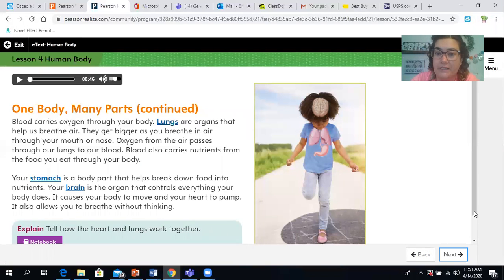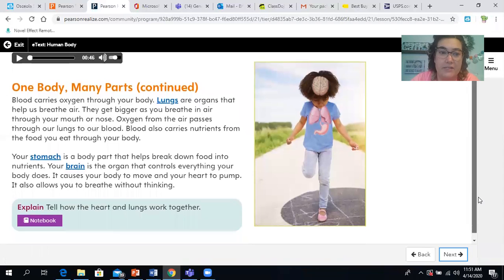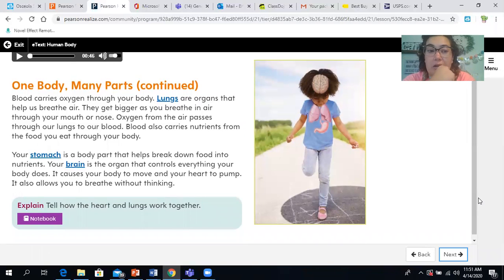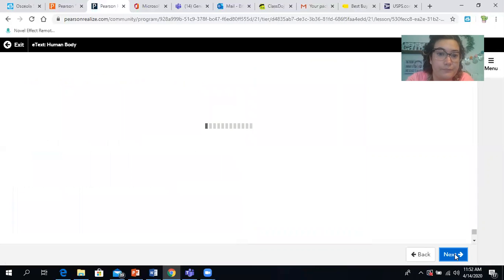One body, many parts continued. Blood carries oxygen through your body. Lungs are organs that help us breathe air. They get bigger as you breathe in air through your mouth or your nose. Oxygen from the air passes through our lungs to our body. Blood also carries nutrients from the food you eat through your body. Your stomach is the body part that helps break down food into nutrients. Your brain is the organ that controls everything your body does. It causes your body to move and your heart to pump. It allows you to breathe without thinking.